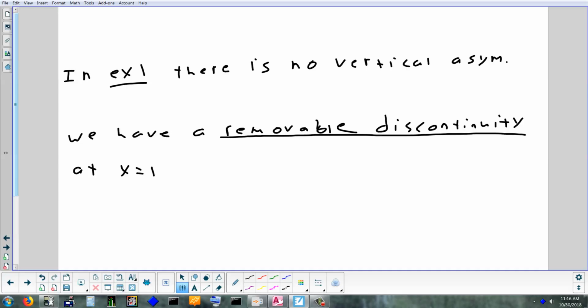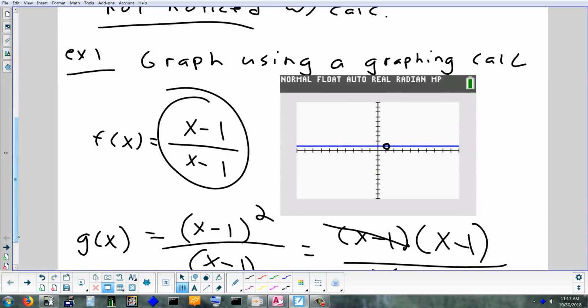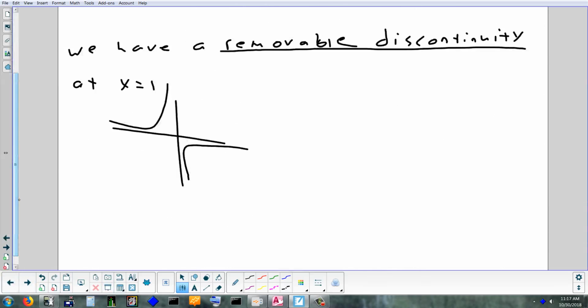A vertical asymptote is not a removable discontinuity. If you've got a graph that looks like this, that's a pretty big problem if you want to draw it connected. You wouldn't have to just change one little dot. You'd have to change the whole look of the thing. Okay? So removable discontinuity means it's an easy fix. You could fill in that little dot, and then it would look connected. Vertical asymptote, there's no easy fix to make that look connected. I'd have to change the look of the whole thing.